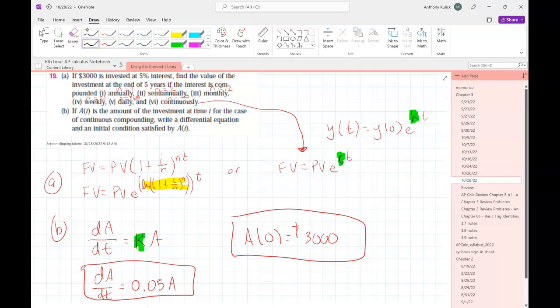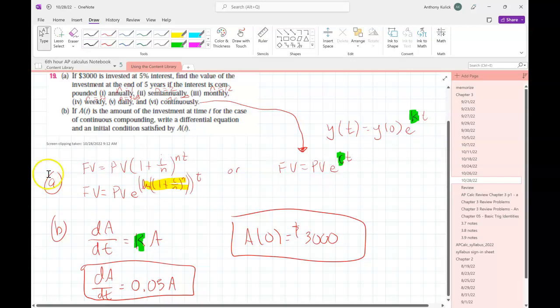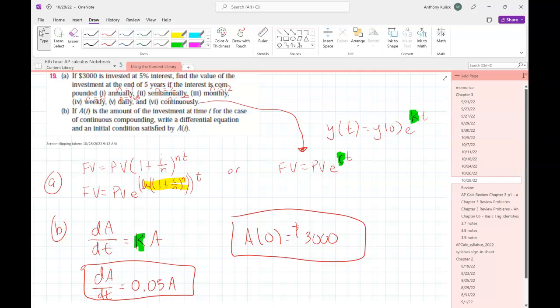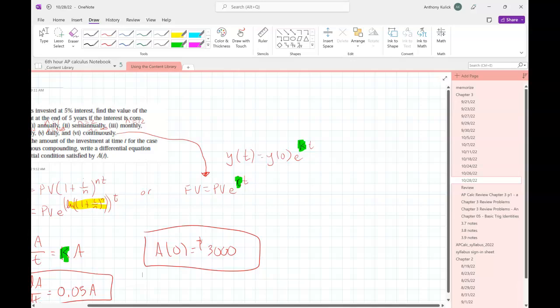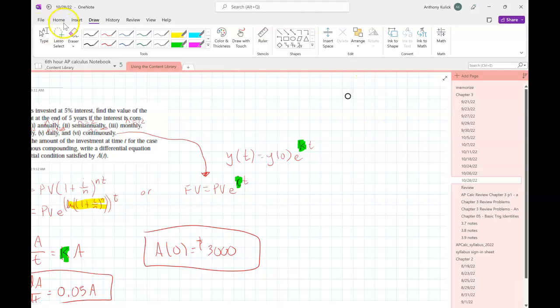Others, who else has some stuff? John? Number 5, same section? Sure. Let's move that over a little bit.